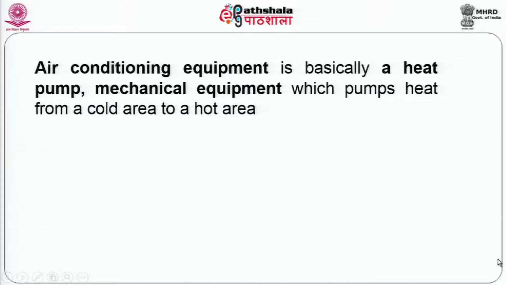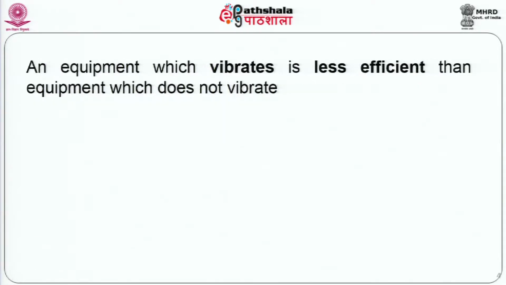devices. Air conditioning equipment, as I mentioned, is basically a heat pump. The intention of giving this kind of definition is that the moment you call it a pump, you visualize that it is not something which is like a black box. You realize that it is a mechanical equipment, and if it is a mechanical equipment, it can vibrate. Basically, any vibrating equipment generally would imply that it is less efficient than non-vibrating equipment, because any vibration again consumes energy which comes from the power you have fed in.